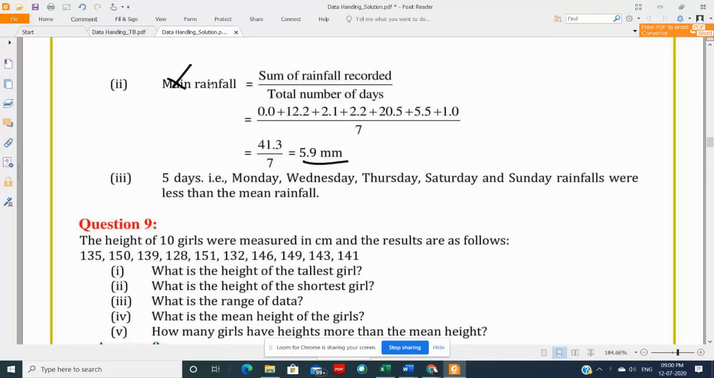Hello everyone. So let's start discussing our data handling chapter. First exercise, that's 3.1, and in this video I'll be giving you explanation of question 9. I'll just explain how to do that. We won't go into the detail because you have to do that, and then we'll see fifth sum.